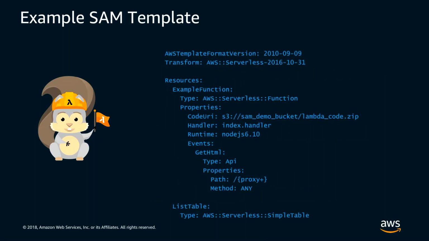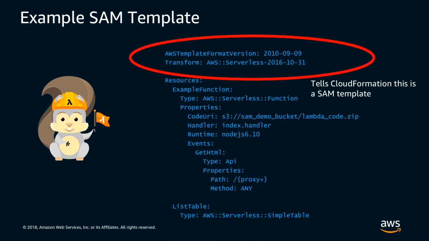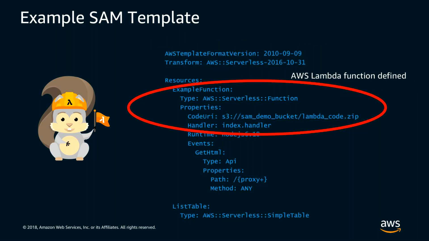This is a SAM template for a very simple application. This bit at the top is to tell CloudFormation that this is a SAM template. So instead of just pure CloudFormation, this is a SAM transformation. This little bit down here, which says example function and has a type of AWS serverless function, is telling us that it's defining an AWS Lambda function. And it's also telling us that the code is to be found in this S3 bucket called SAM demo bucket, with the zip file of Lambda code zip. And inside of that, it's also telling us that the index handler function is what we're looking for to run when the event actually happens.